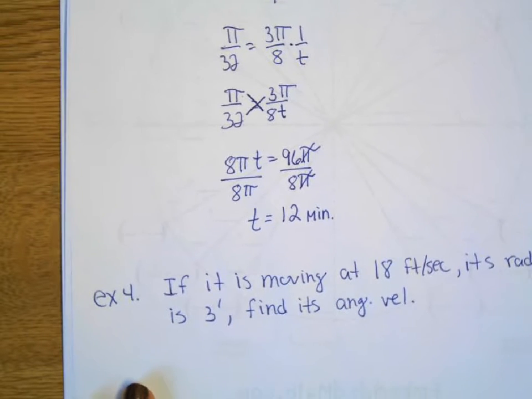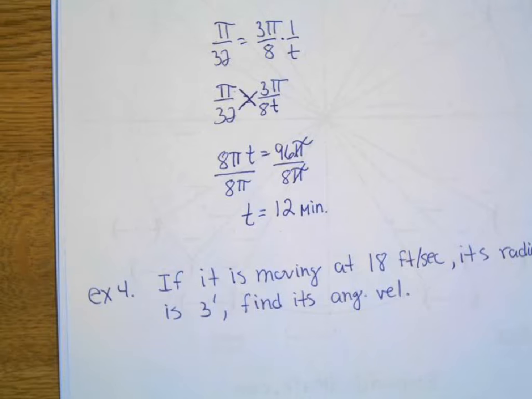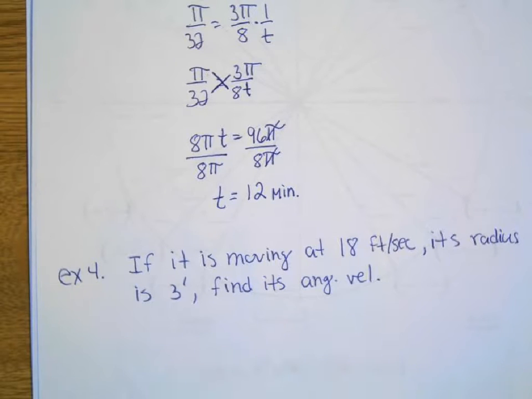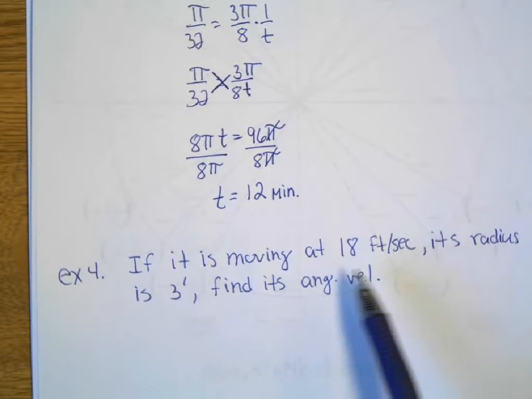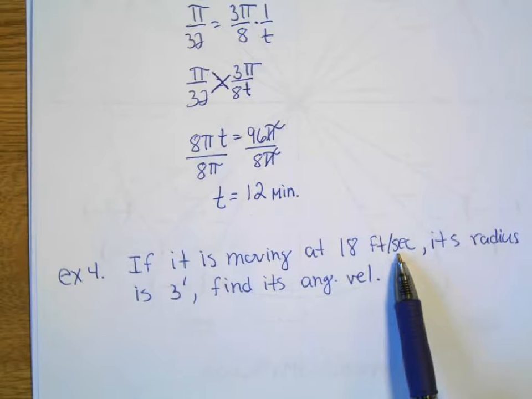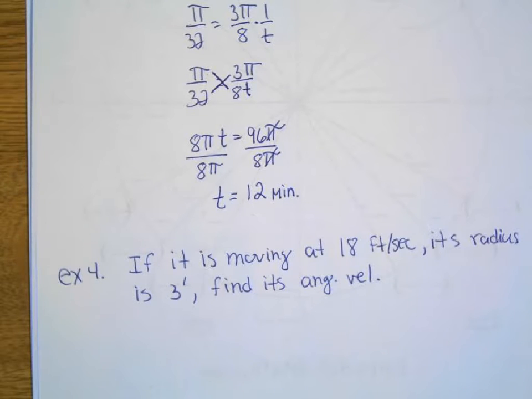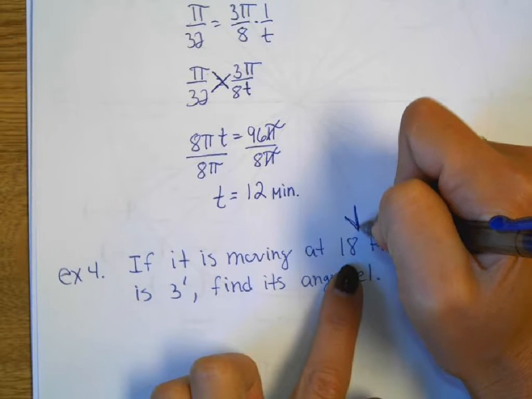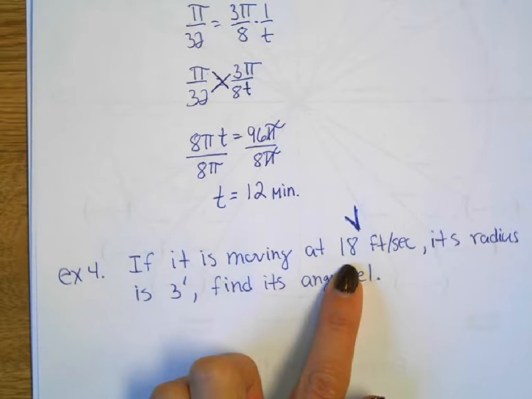Why are we not working with linear velocity? It didn't tell you what anything was. You have to focus on the label to tell what it is. 18 feet per second. That's a velocity, but which velocity is it? Is it the angular velocity or is it the linear velocity? Linear. It's linear because feet is a distance over time. This is big V.